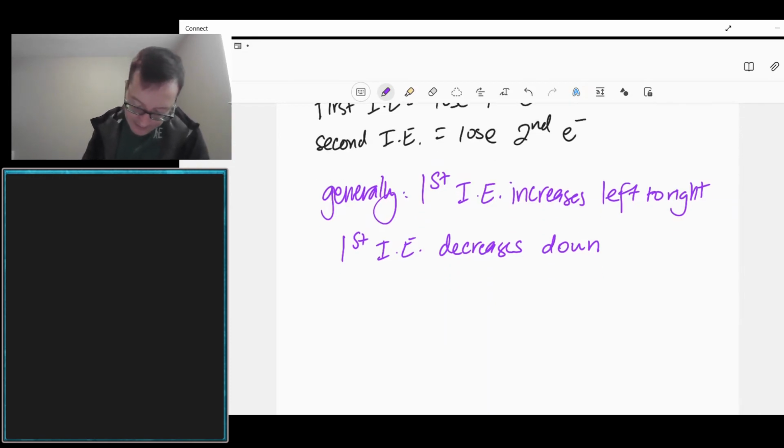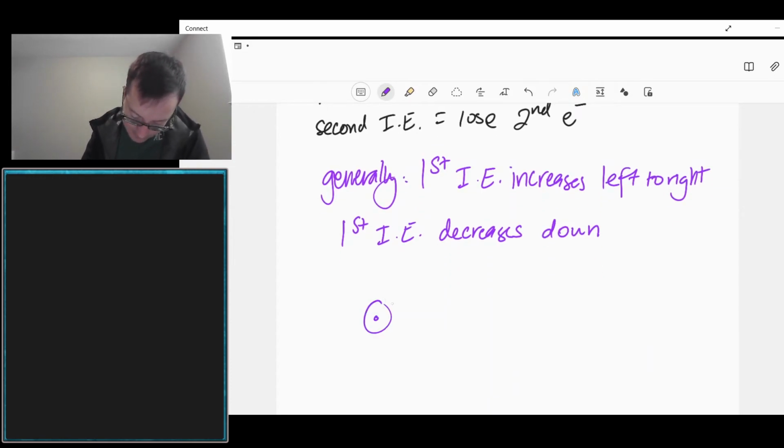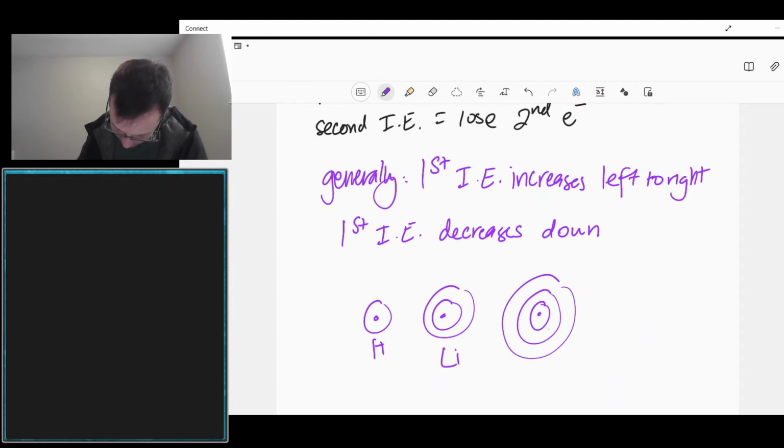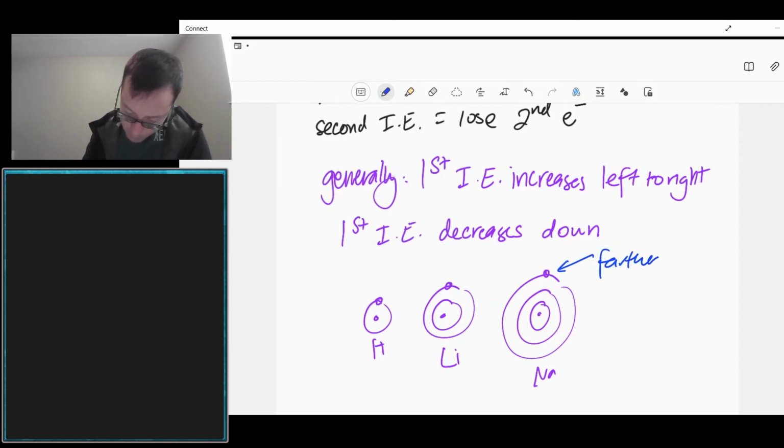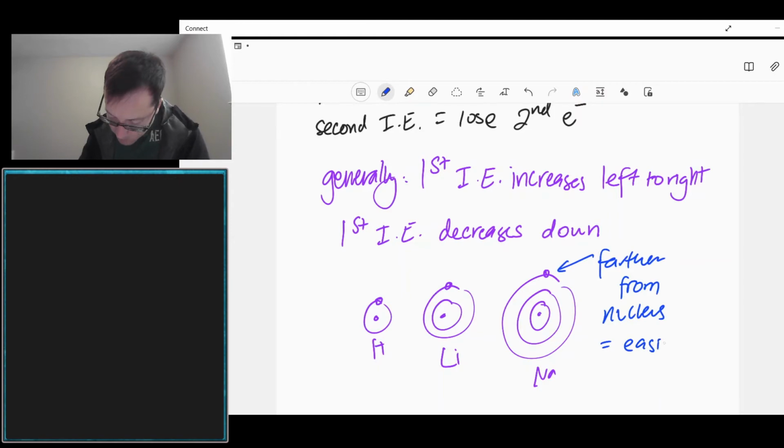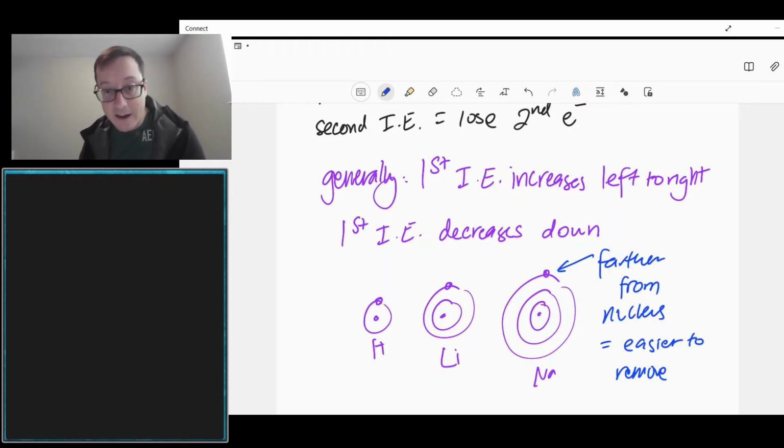If we think about hydrogen, lithium, sodium, these all are going to lose 1 electron. The sodium one is much farther from the nucleus, so it's less attracted, and that means it's easier to remove. So we're going to see lithium will have a higher first ionization energy than sodium will, and lithium will be lower than hydrogen.